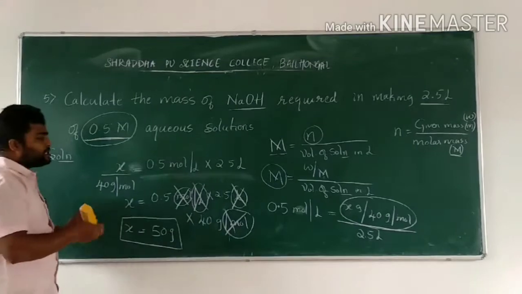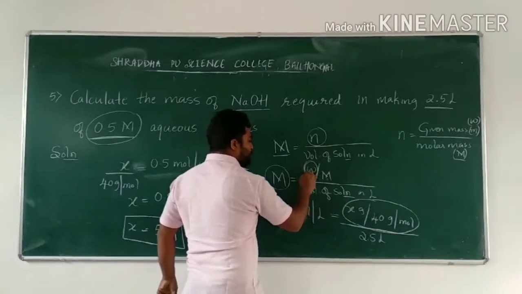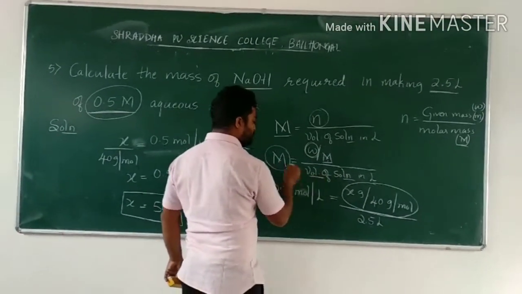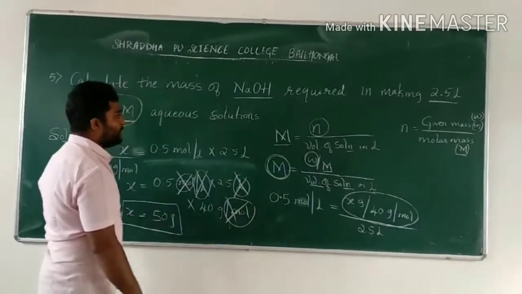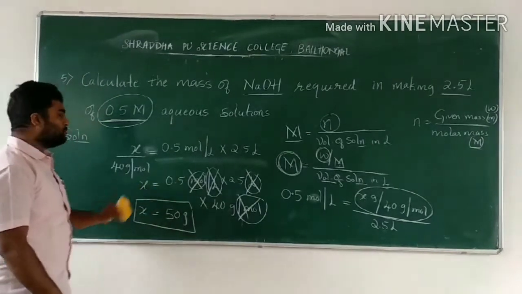Here it is a very straightforward problem. There you need to calculate W. You know the value of molar mass. You know the volume of the solution. You also know the molarity. So using these things, you can calculate 50 grams. What is the meaning of the problem?